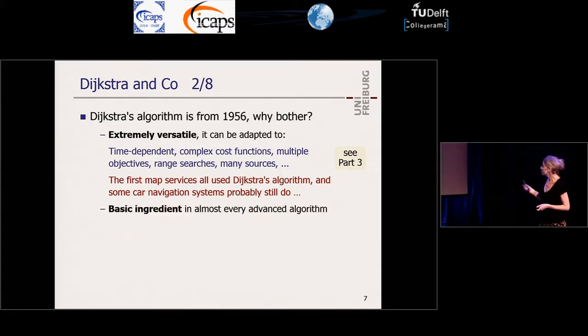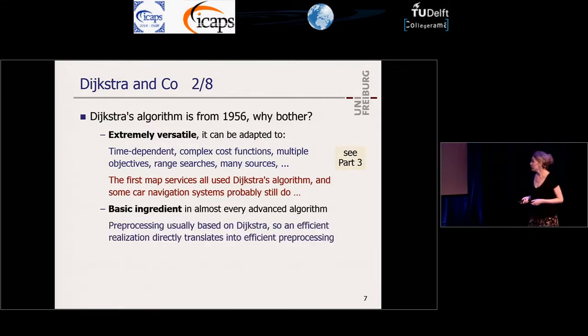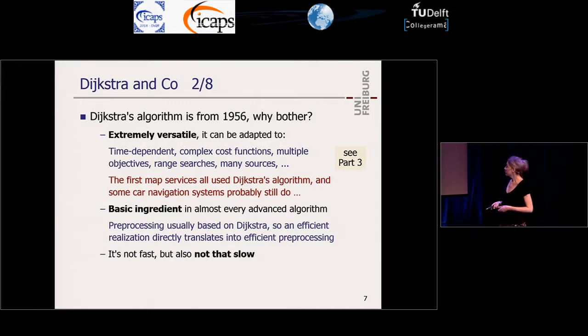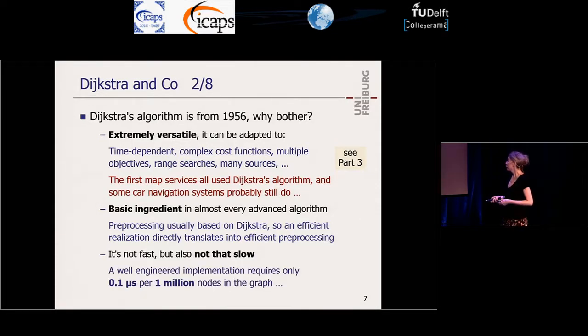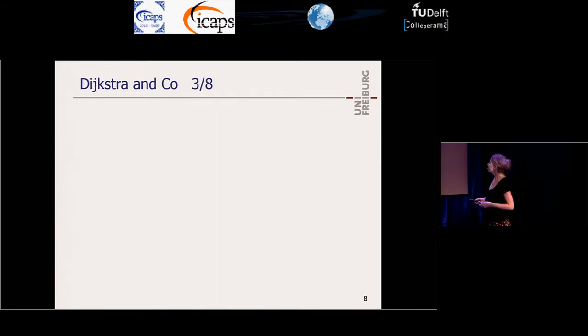Yeah, and it's actually not the worst idea. It's a basic ingredient in almost every advanced algorithm, usually in the pre-processing. So doing something good for Dijkstra, making it more efficient, also helps to make the pre-processing more efficient. And it's not fast, we will see that in a second, but it's also not that slow. You can do it on 1 million nodes in 0.1 microseconds per node, if you really code it well. Yeah, if you make the baseline strong. I will have results in a few slides.